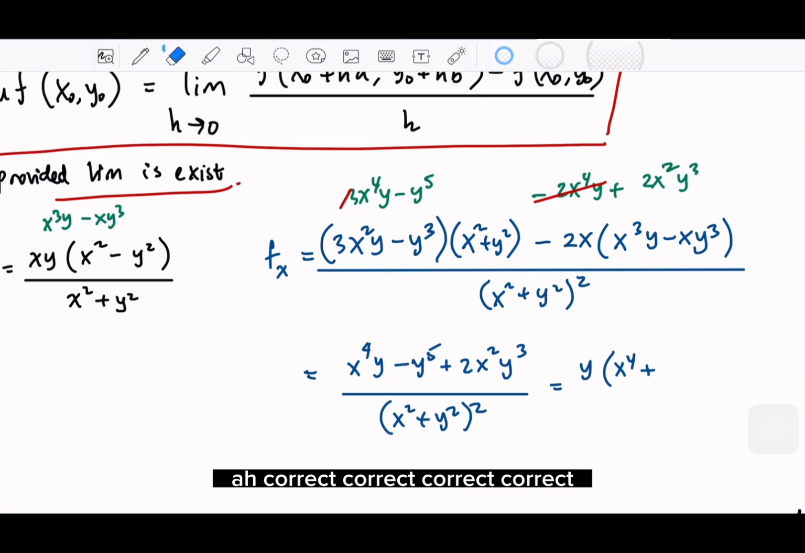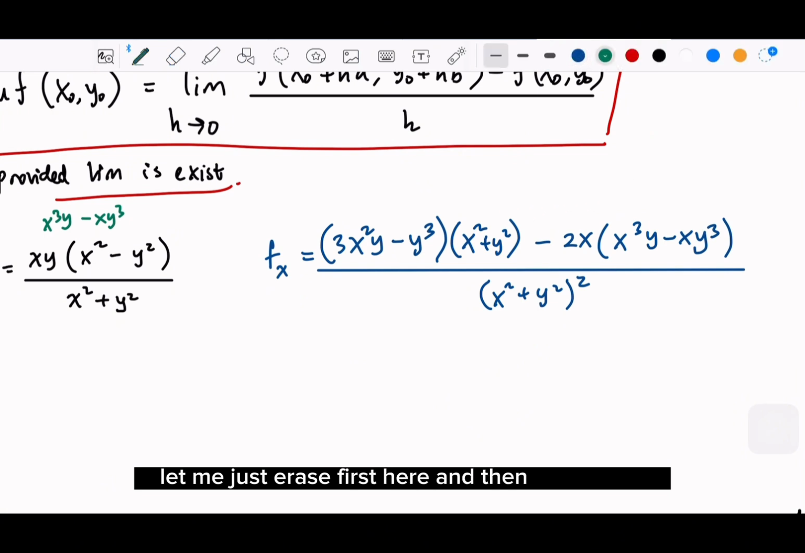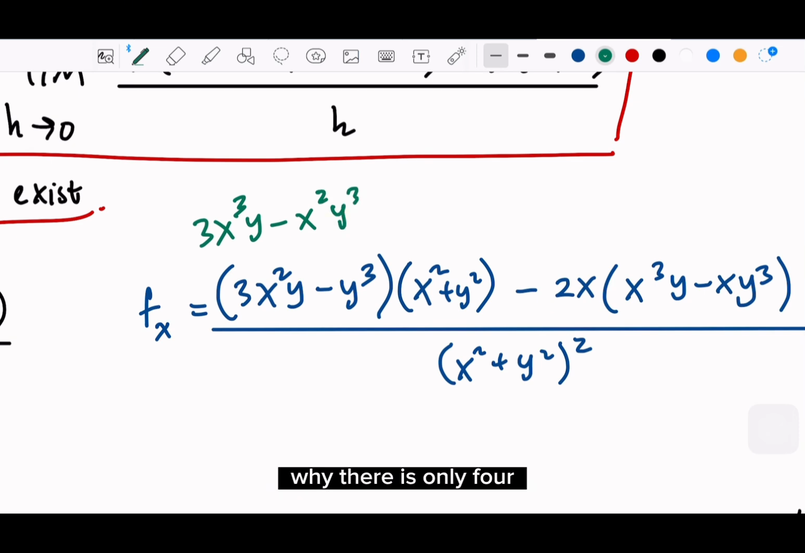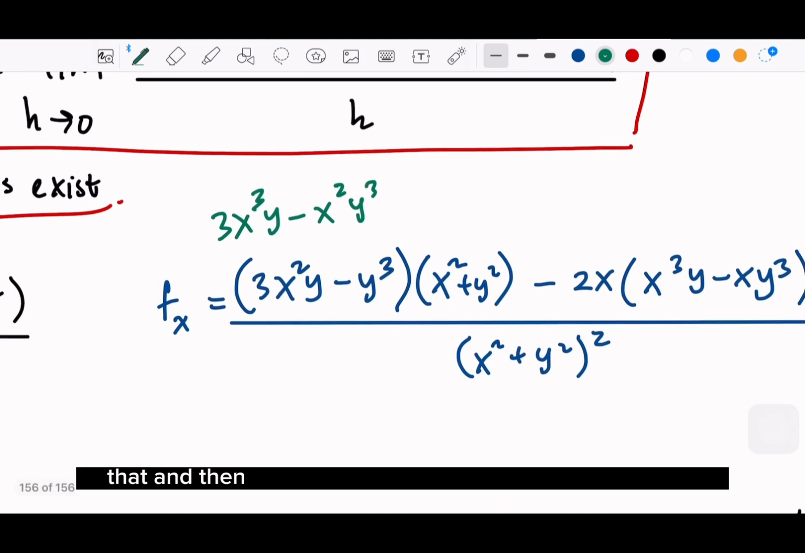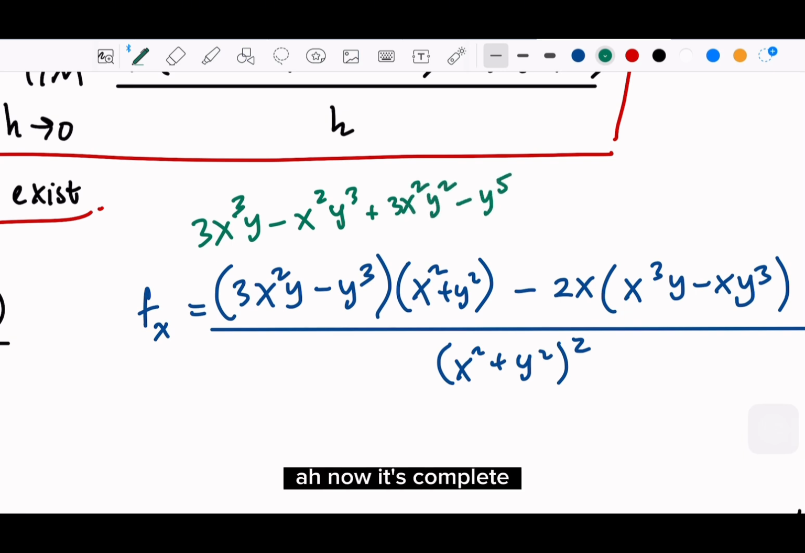Correct. Let me erase first here. And I haven't completed this yet. Okay. Let me just erase first here and then redo again. Good. So that's why there is only 4. It should be more. Okay, good. And then that, and then plus 3x squared y squared, and then minus, now it's complete.